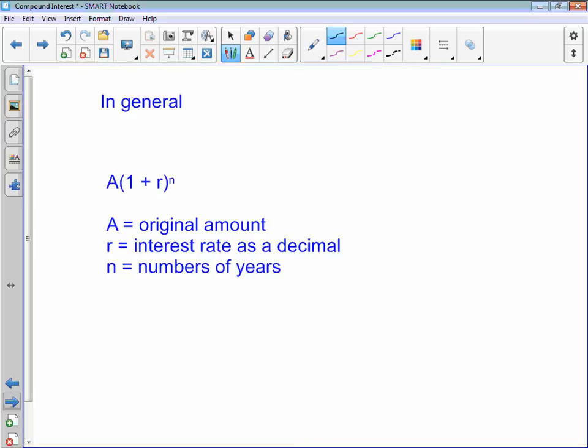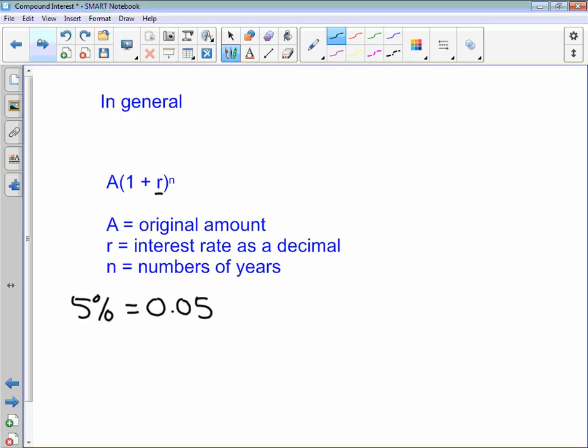So this single calculation saves me having to do all of the 3 steps. So in general, the compound interest formula is as follows. A is my original amount that I started with, so in my case, the £300. R is the interest rate as a decimal. 5% interest rate in the previous example would be a 0.05 interest rate as a decimal. And N is the number of years, which in the last case was 3.